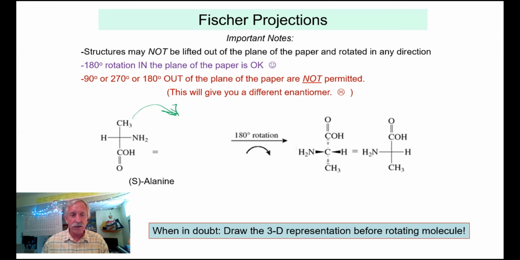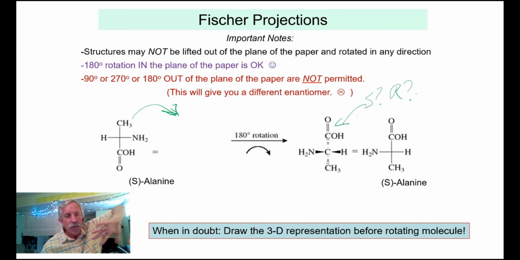But if you were going to look at the S or R configuration and prioritize this one, is this S? Is this R? This will prove to you that if you did S and R on this, you would come up and find that this final Fischer really is S-alanine. So by rotating any Fischer projection 180 degrees, you will not mess with the stereochemistry. Any other kind of rotations, 90, anything out of the plane of the paper, not good. So just be careful with your Fischers when you're trying to figure them out. And so my best advice is all that S and R.